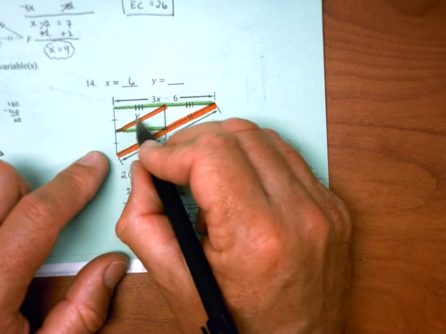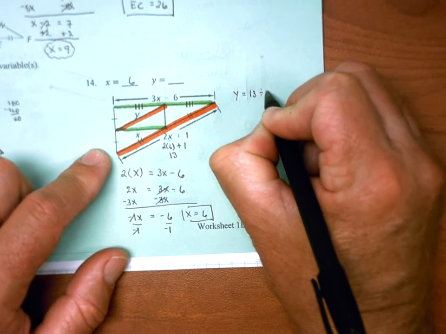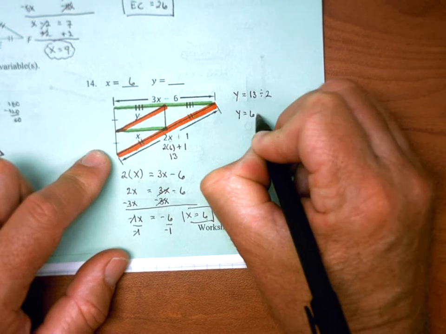Well, a midsegment is half of that. So y would be equal to 13 divided by 2. 6.5. Okay, there we go.